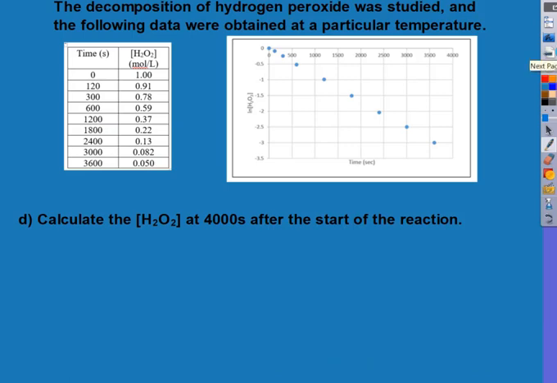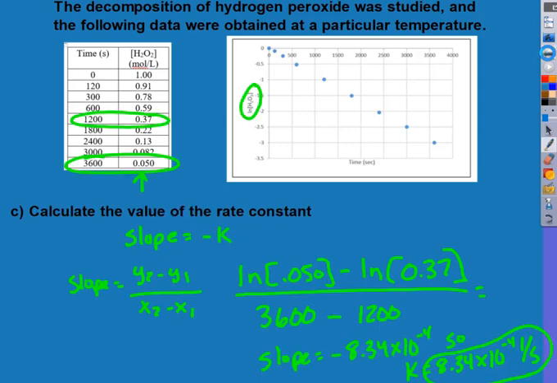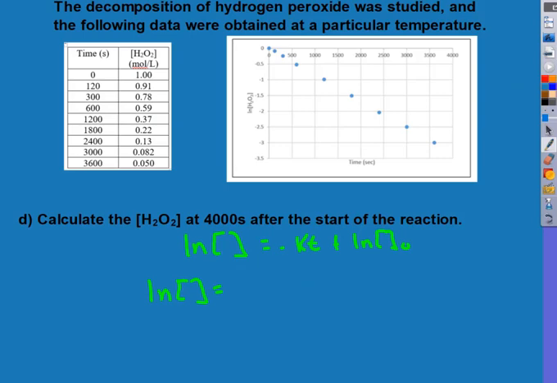Notice on this one, we're talking concentration and time, which tells me that I'm going to have to use my integrated rate law. And since it's first order, I use the first order integrated rate law equation. So I'm trying to find what my final concentration is. I know what k is because I just solved for it in the previous problem. Make sure that you plug in that negative because in the equation it has a negative there.